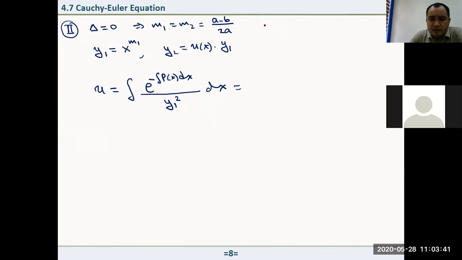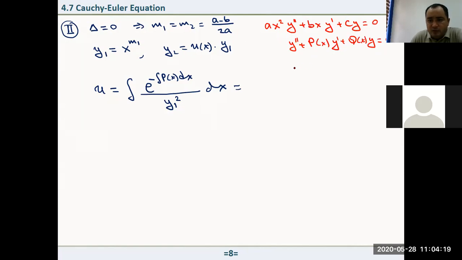So again, let me write here, we are talking about this differential equation: ax squared y double prime plus bx y prime plus cy is equal to 0. When we are calculating this u, it should be in standard form. Standard form means the coefficient of y double prime should be equal to 1. To bring this into standard form, y double prime plus p of x y prime plus q of x y is equal to 0.